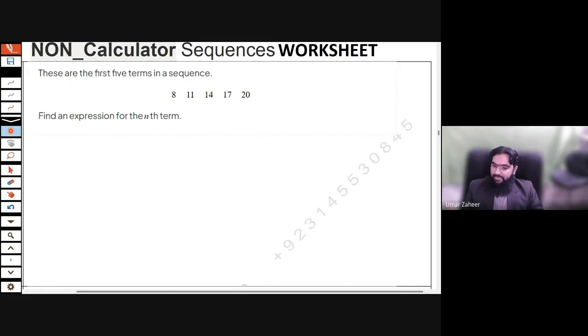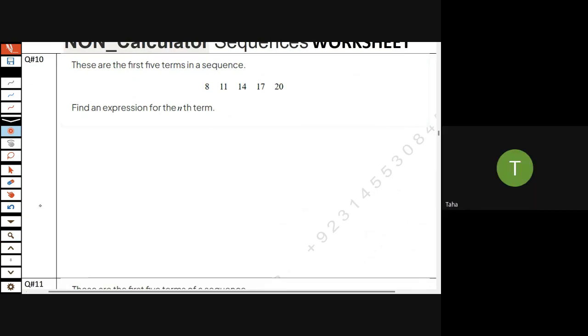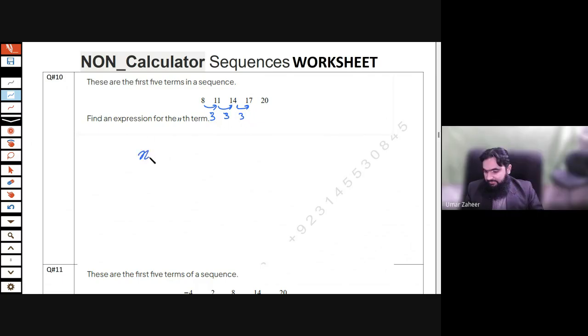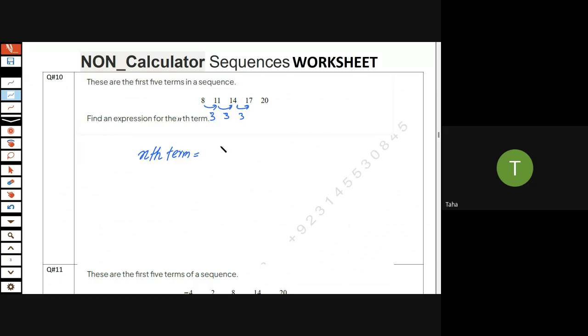Yes, Taha. Tell me about the next one. All right, so we will use A plus (n minus 1) into d. So A will be 8 here, and the difference will be plus 3. So the nth term will be 8 plus (n minus 1) into 3. So it will be 8 plus 3n minus 3. So it will be 5 plus 3n. Right?